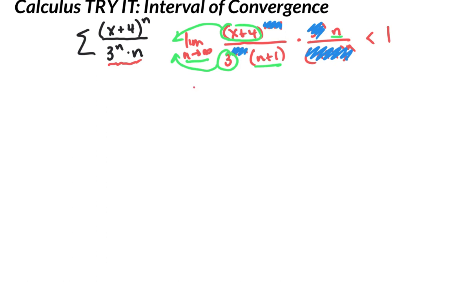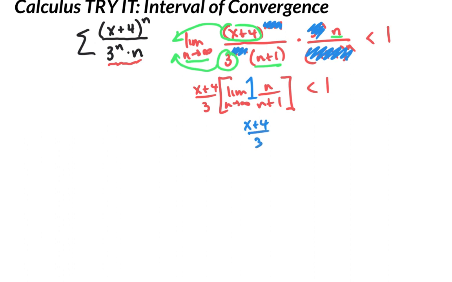So I've got x plus 4 over 3 times the limit as n goes to infinity of n over n plus 1. Well, this limit right here, that limit is 1. So you've got x plus 4 over 3 times 1. Well, that's x plus 4 over 3. Between negative 1 and 1.